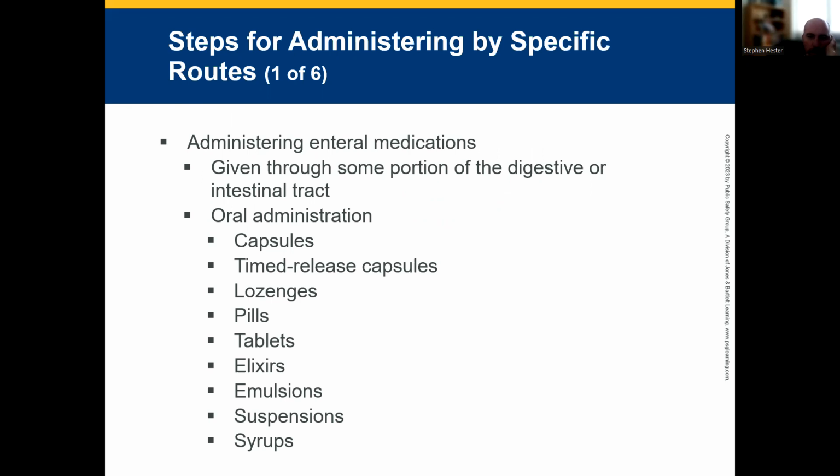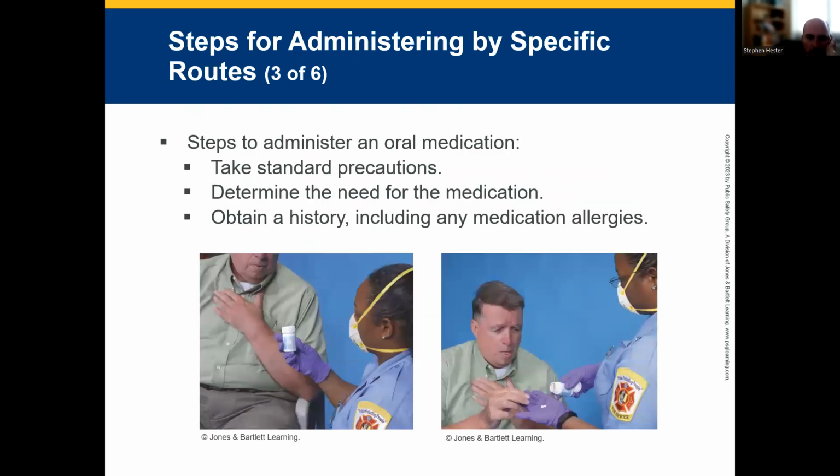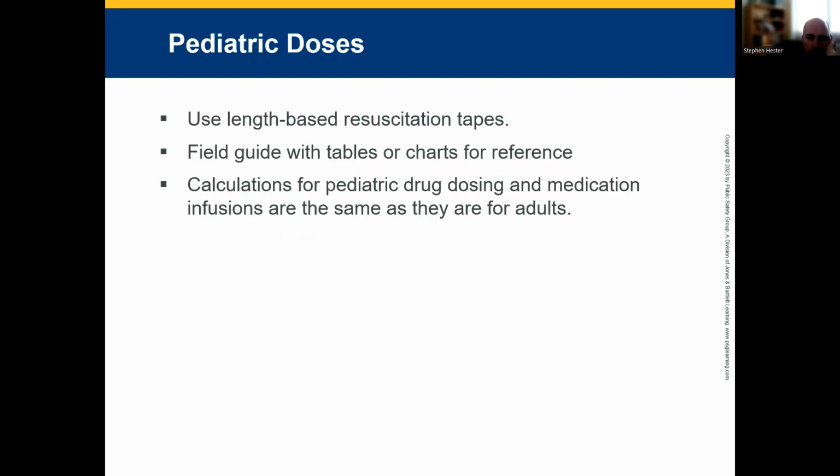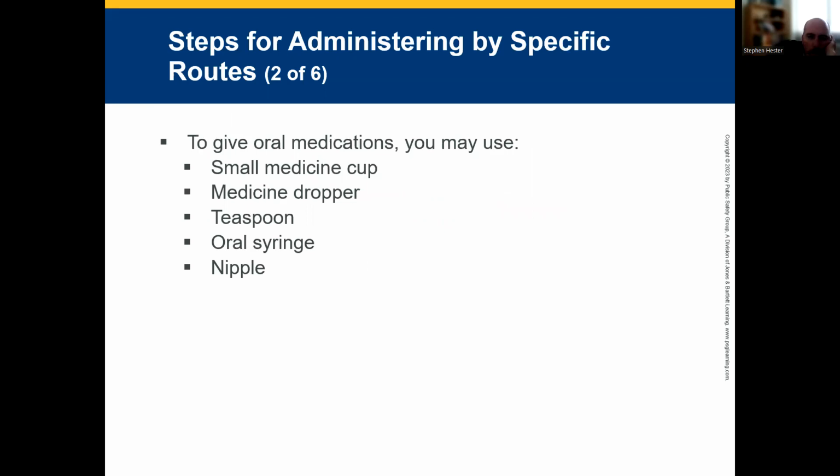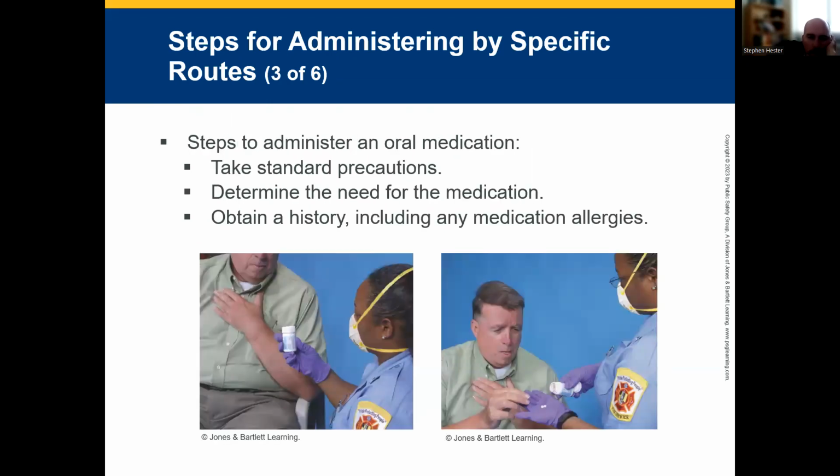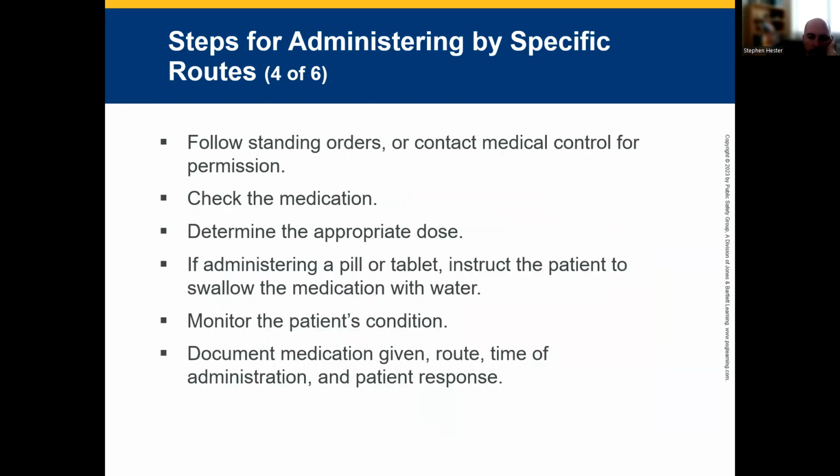Steps for administering by specific routes. Oral route, you may use a small medicine cup, medicine drop, a teaspoon, oral syringe, or a nipple. So basically, you can place it in your gloved hand, ask the patient to take hold of it, making sure that they don't have any kind of allergies to that medication, and they'll take it by mouth. Following standard orders, contact medical control for permission, check the medication, determine the appropriate dose, and then go through your rights of medication administration.